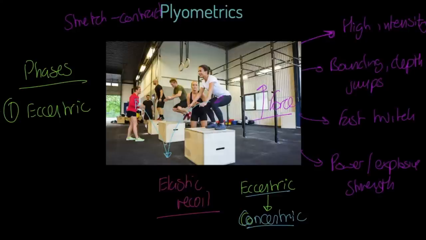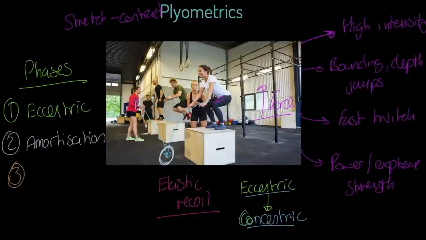The second phase is what we call amortization. Let me be clear what this phase is and why this works. This is where the stored energy actually gets used. What we're looking for is as short a time on the ground as possible. So we drop, the muscle is lengthened, and that increases the store of energy. And of course, the third phase is what we'd call the muscle contraction phase.